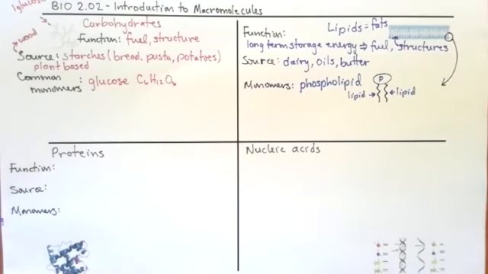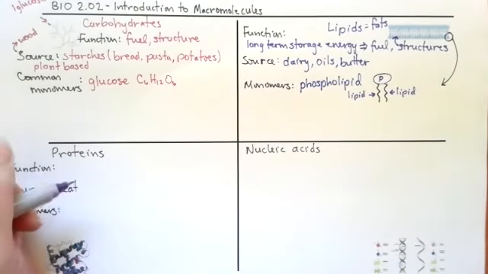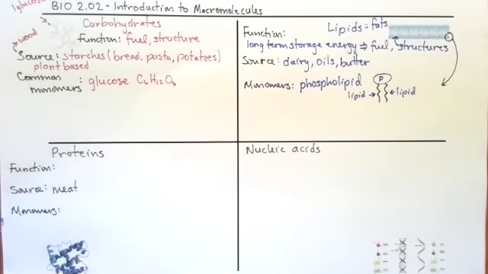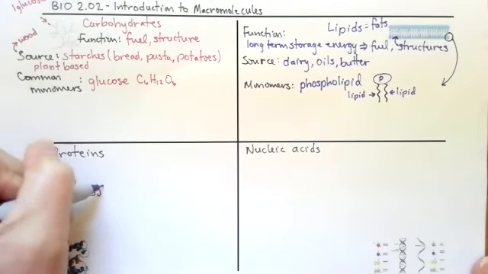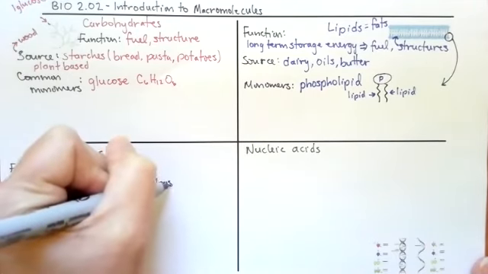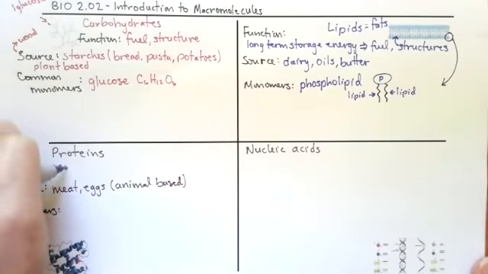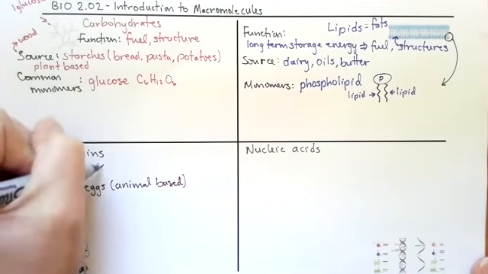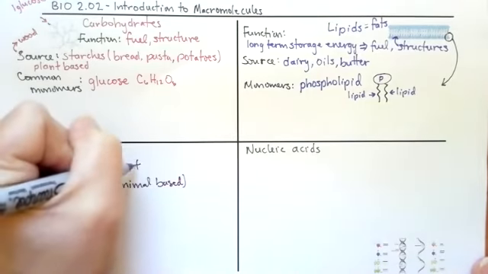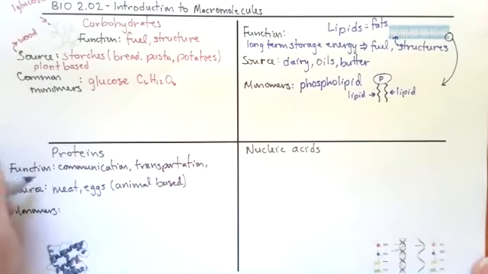All right, proteins, where do we get them from? Meat. Most of the proteins that we eat, not all, there are some plant-based proteins like soy, but most of our proteins come from meat and eggs, and these are animal-based. And proteins, their function, it's so many things here. We have communication, transportation, also some structure.